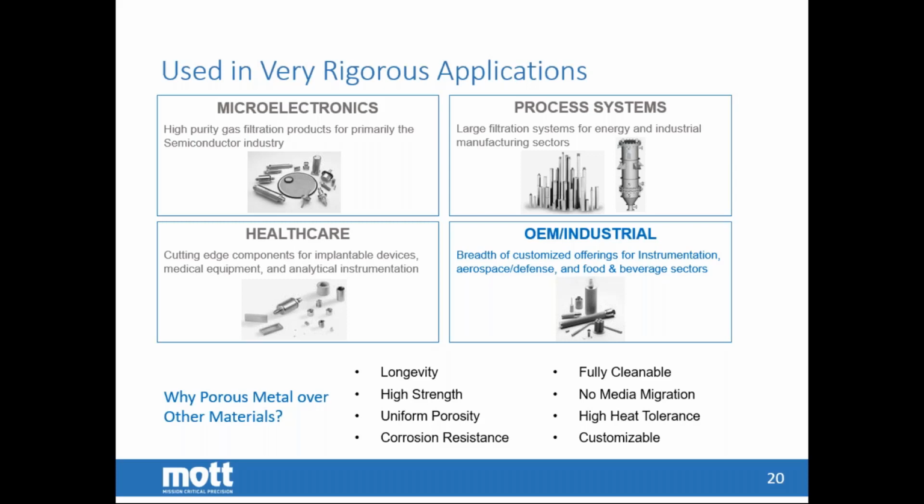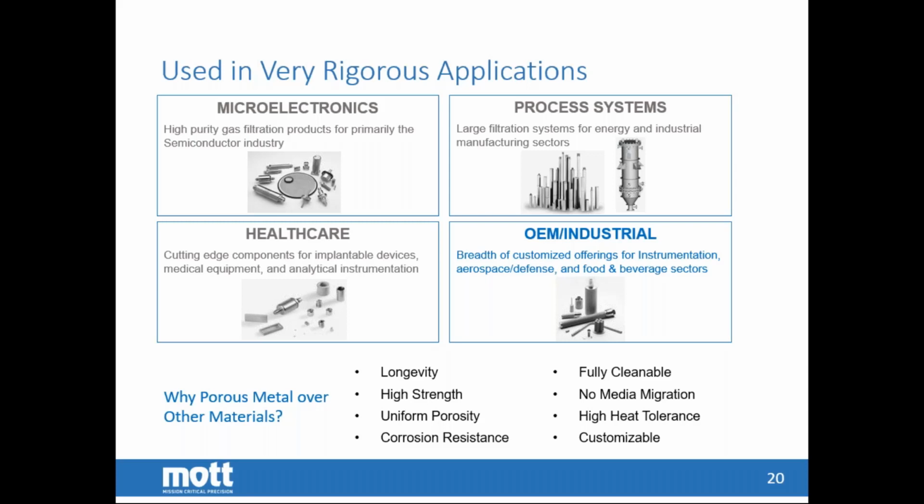And so that gives you the ability to, for example, back pulse our media with a high pressure. Back pulsing is where you reverse the flow at a high pressure to clean the filter. So you can do that without taking the element out. So that offers convenience to our customers.